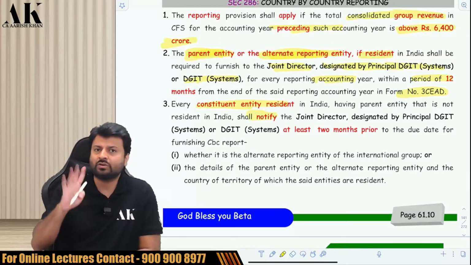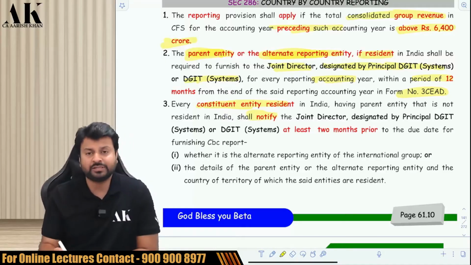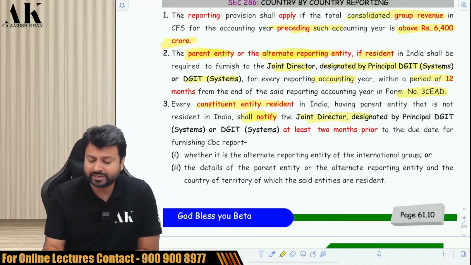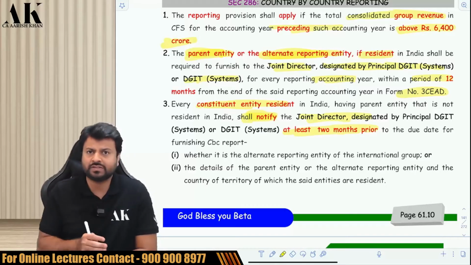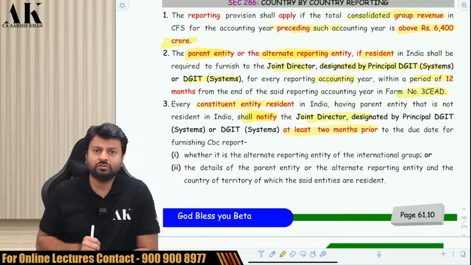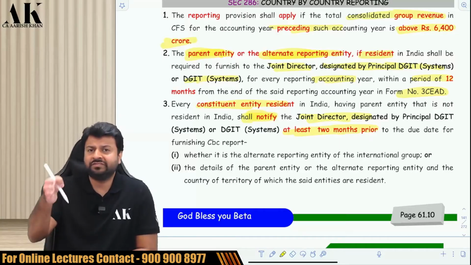Sony India is a constituent entity. Now Sony India has a responsibility to notify the joint director, etc., at least 2 months prior to the due date of furnishing CBCR. The due date of furnishing of CBCR is 31st March 2024. So 2 months prior to that will come to 31st Jan 2024.